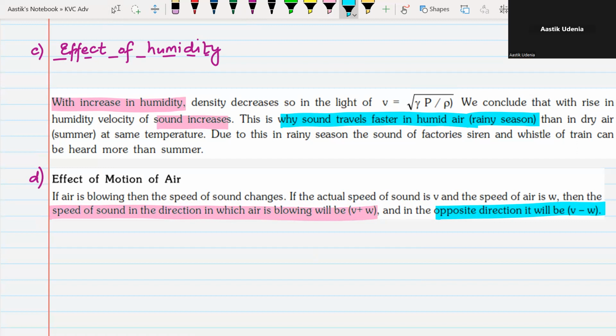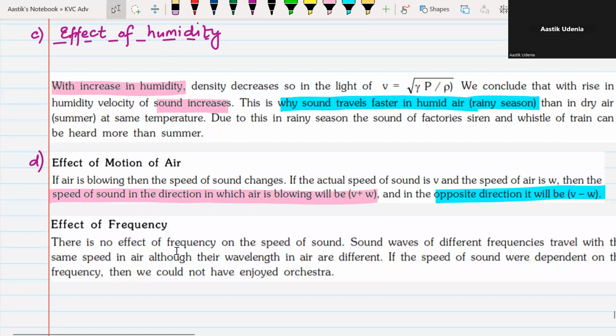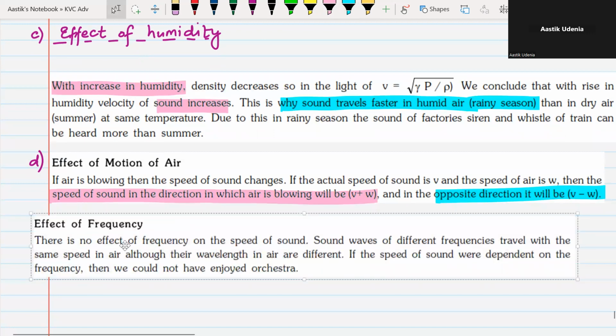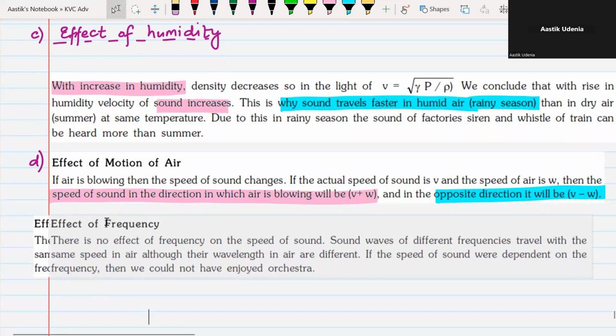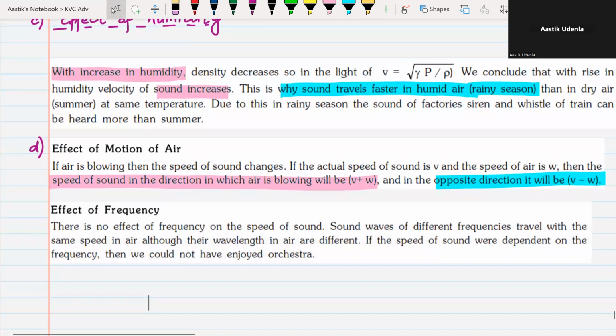Yes. Okay. One more point and I'll give you time to note this down. The next point is, and you must remember all these points because any question can come from this. The next point is effect of frequency. Does frequency have any effect on the speed of sound? You must understand that frequency has no effect on the speed of sound.